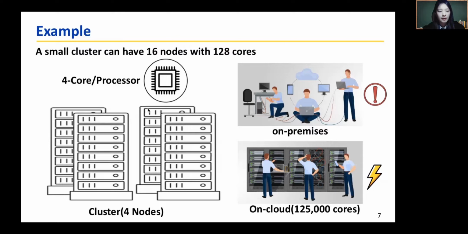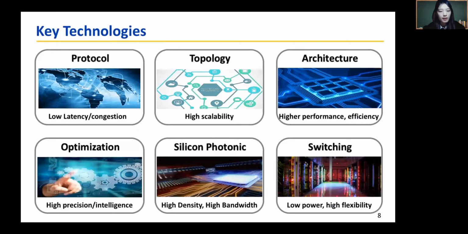A supercomputer is a much larger variation of this. An HPC job may need 3 months if it runs on an on-premises cluster, but if it runs across 125,000 cores in the cloud, it will just need 16 hours with no incremental cost. So we know how the HPC works. What key technologies will affect HPC performance?